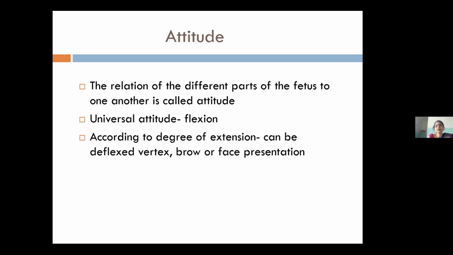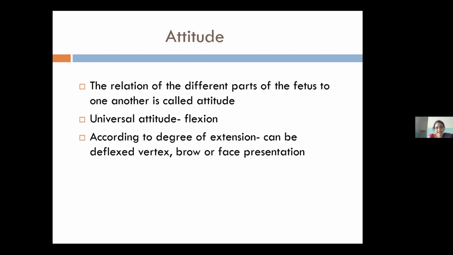Depending upon the extension of the neck, this is a mild extension, which is called deflexed vertex, present in the occipito-posterior position. Here the engaging diameter is the occipito-frontal, which is 10.5. In universal flexion, the diameter is the biparietal diameter and suboccipito-bregmatic, which is 9.5 centimeters, the lowest. So universal flexion favors normal vaginal delivery. For the rest, there will be slight difficulty in the delivery of the baby.